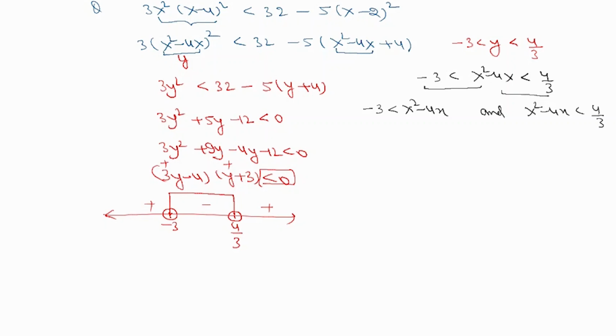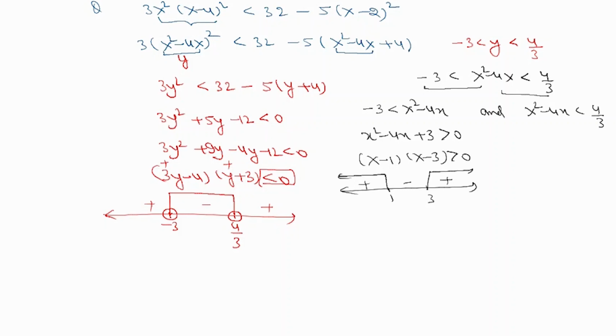So now I'll take it on the right hand side. If I take it on the right hand side, I'll get x square minus 4x plus 3 should be greater than 0. So this is (x minus 1)(x minus 3) should be greater than 0. So here I'll get 1 and then 3. So this is plus, minus and plus. I need plus. So either x is less than 1 or x is greater than 3.